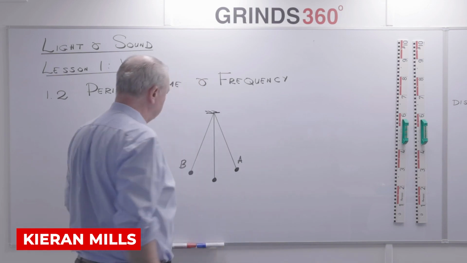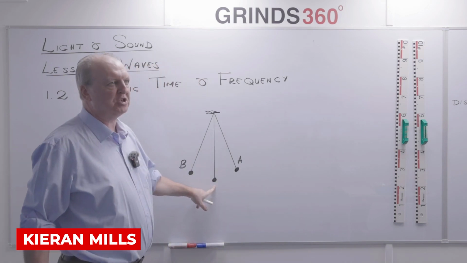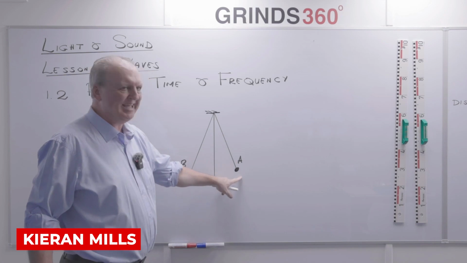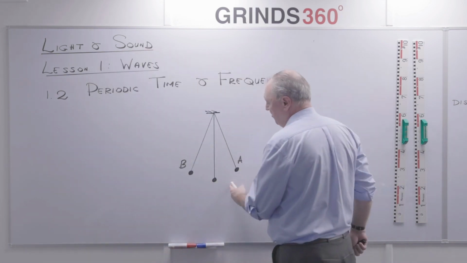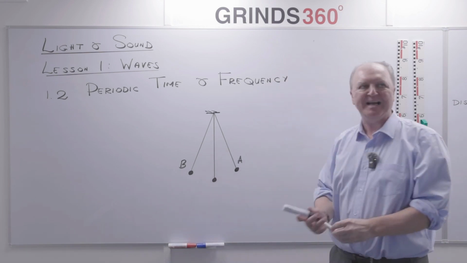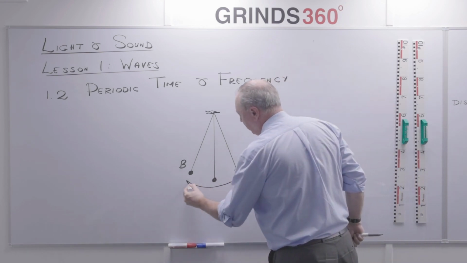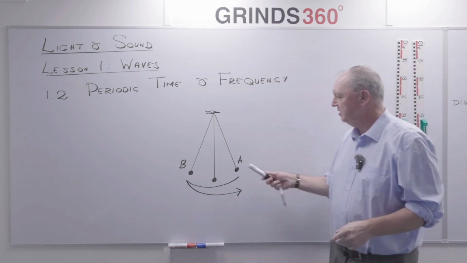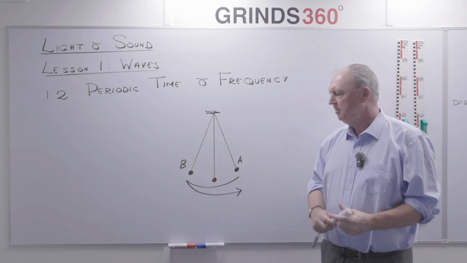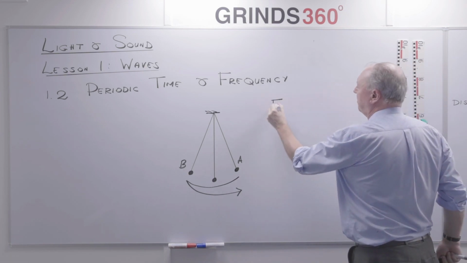So, here's my pendulum. That's its central or mean position. If you pull it back to A and let it go, well, you know what's going to happen. It's going to move across to B and then back to A. And it's going to keep on doing that. Back and forward movement. To go from A all the way across to B and then back to A, we call that a full cycle.